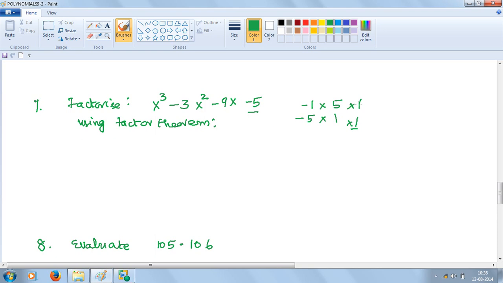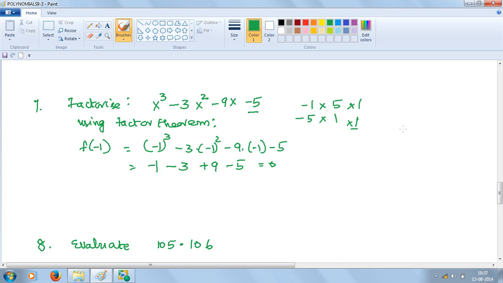so we know 1 is in both the possibilities, plus 1 is there. So f of minus 1, we will try to find out what it is. Minus 1 cube minus 3 multiplied by minus 1 square minus 9 multiplied by minus 1 minus 5. This is equal to: minus 1 cube is minus 1, minus 3 multiplied by minus 1 square is minus 3, minus 9 multiplied by minus 1 becomes plus 9, minus 5. So this is equal to 0. One factor we have found.